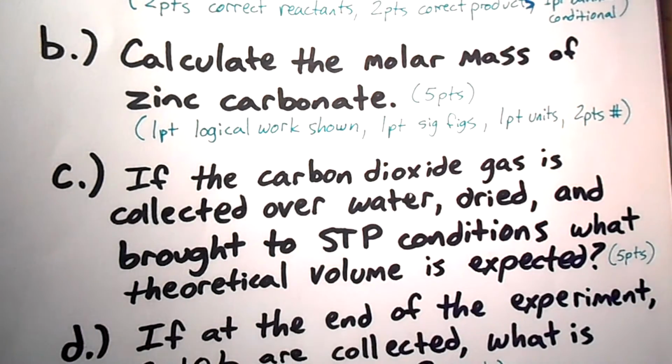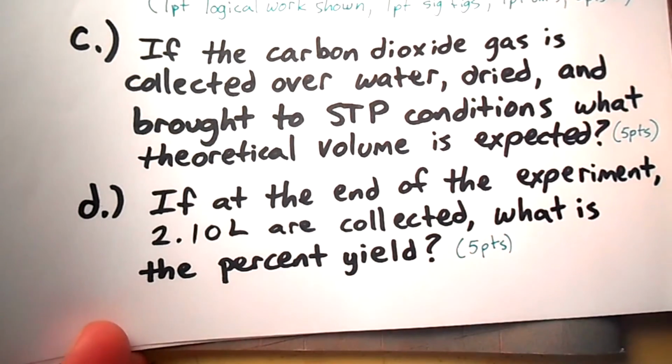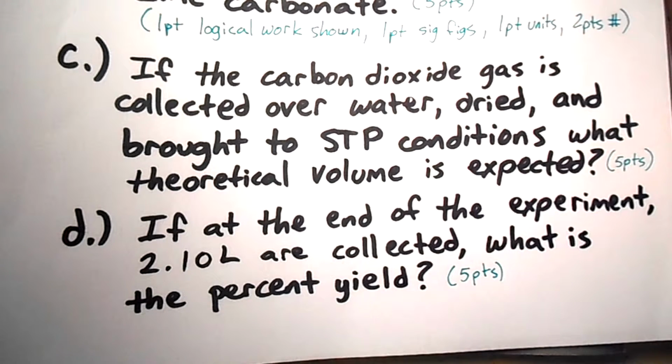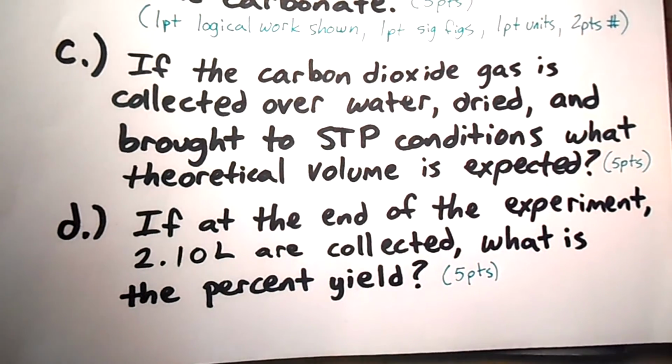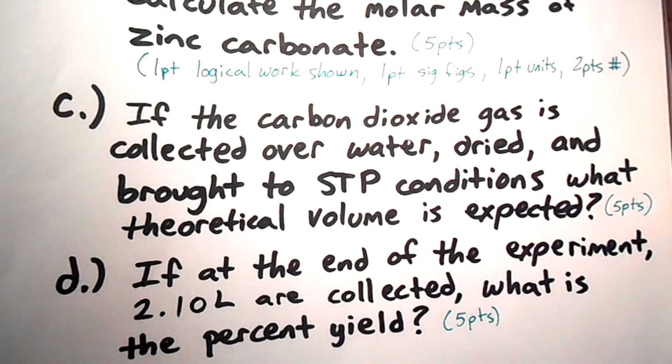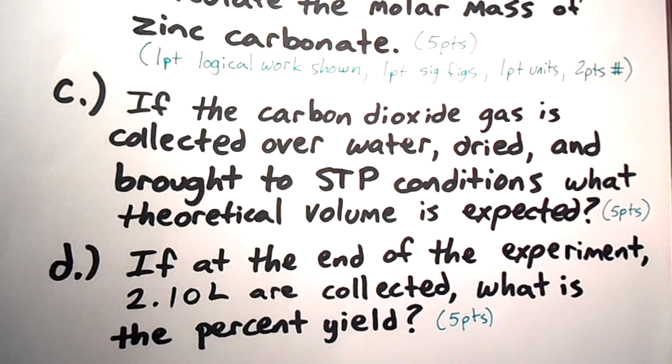And then part D, if at the end of the experiment 2.10 liters are collected, what is the percent yield? This would be a percent yield by volume. Now, you can see that this is then a 20-point question. And a lot of these points really hinge upon, do you know the formula for zinc carbonate? It never really asks you, other than writing the balanced chemical equation, for the formula, but still, so many of these points will be lost if we don't know what that formula is.